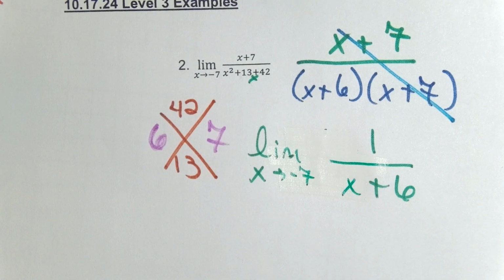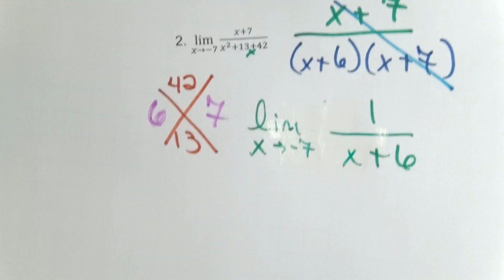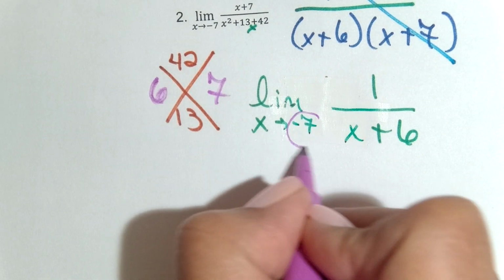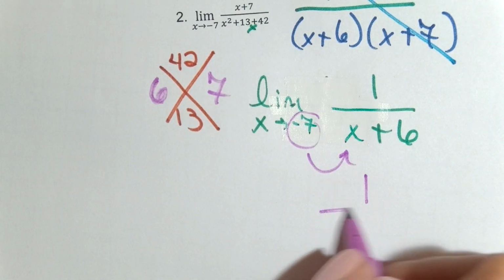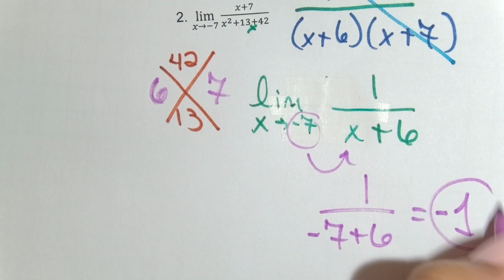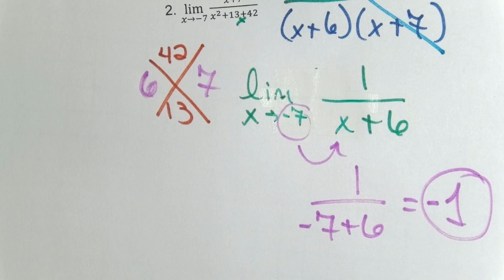Who's next? And now what? Plug it in. Substitute. Evaluate. 1 over -7 plus 6, I think, will give me -1. Yeah, that's it.